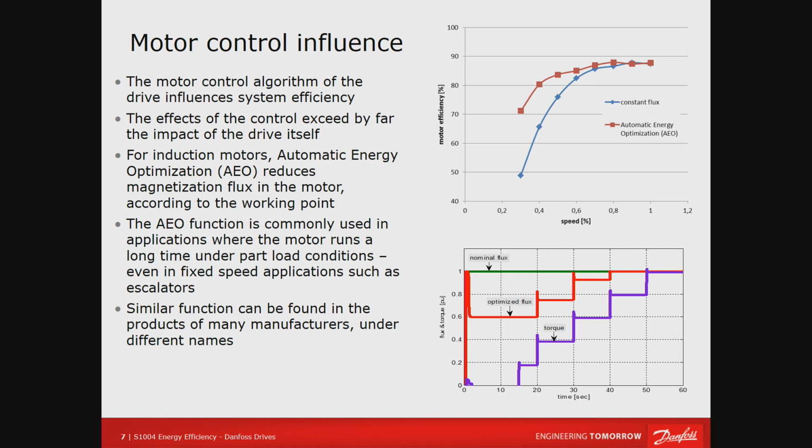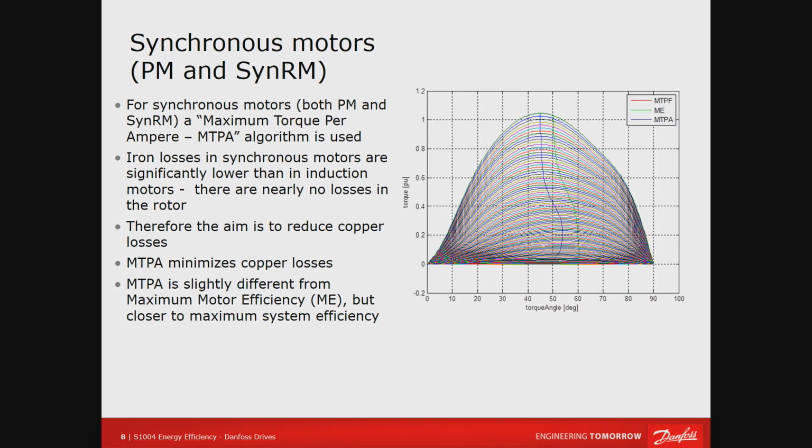But then the control can use something called automatic energy optimization. That's what we call it in Danfoss, but most other competitors also have a similar function. It's about optimizing the magnetization flux depending on load. And by doing that relatively simple thing, the efficiency increases a lot at partial load. Of course, at full load, you need full magnetization. That's not in discussion. But at part load, there is a very large potential, and we can squeeze more efficiency out of the, let's say, old-day induction motors.